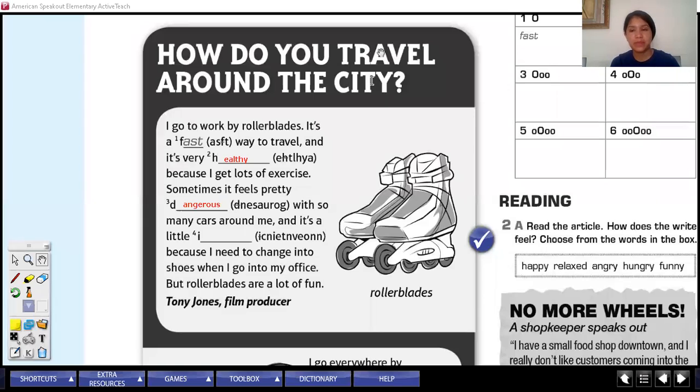What? Ese sí está difícil, profe. Ay, no tengo idea. Try to figure it out. Take a look at the sentences you have after it. It's a little because I need to change into shoes when I go into my office. It starts with I.